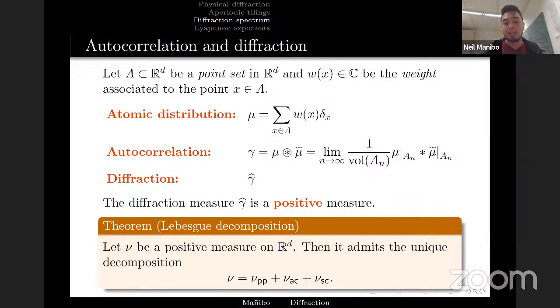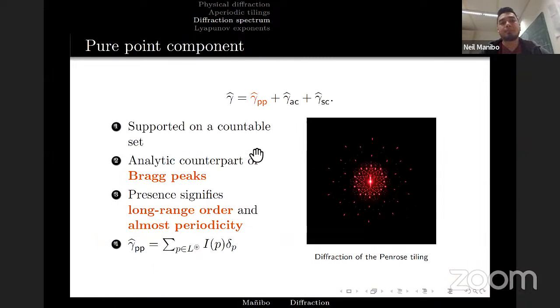But first, before going to methods on how to study them, let's first try to see what they say about the measure. The first component is called the pure point component, and this is a component that's supported on a countable set.